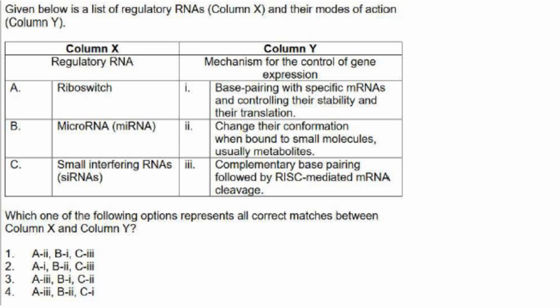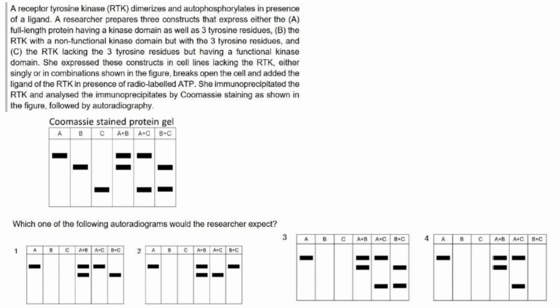Then next one. Regulatory RNA mechanisms for the control of gene expression. Riboswitch: riboswitches change their conformation when bound to small molecules, usually metabolites. A2. A2 is there only in option 1. So that must be your answer. MicroRNA, B1: base pairing with specific mRNAs and controlling their stability and their translation. B1 is correct. Small interfering RNA, C3: complementary base pairing followed by RISC-mediated mRNA cleavage. So A2, B1, C3. Option 1 is correct. Then next one.